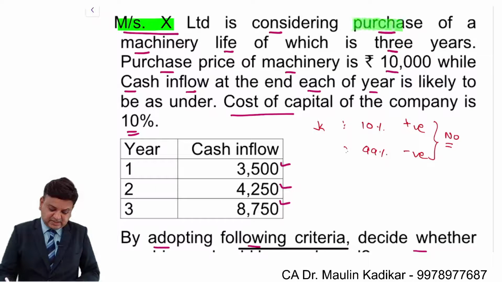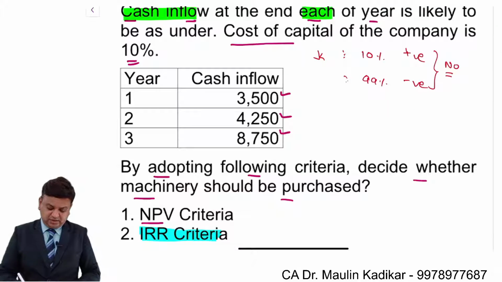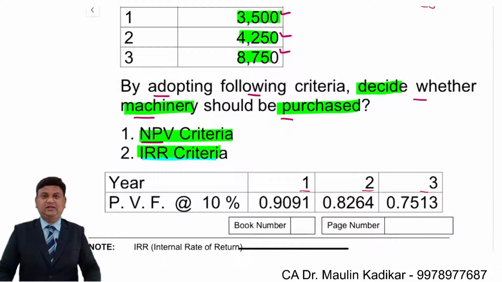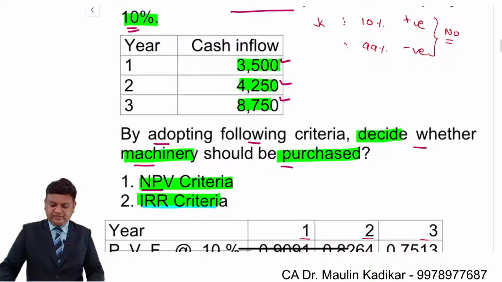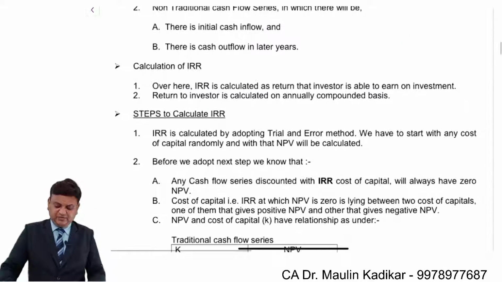Messrs. X Limited is considering purchasing a machinery, life of which is 3 years. Purchase price of the machinery is 10,000. Cash inflow at the end of each year is likely to be as under: first year, second year and third year. Cost of capital of the company is 10%. By adopting the following criteria, decide whether the machinery should be purchased using the NPV criteria and using the IRR criteria.